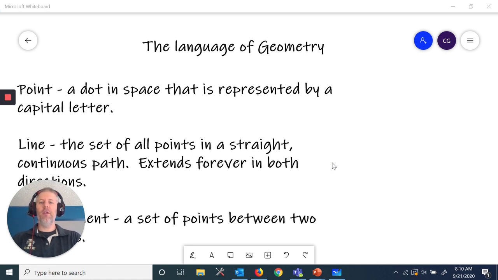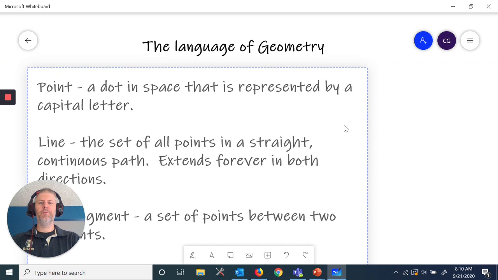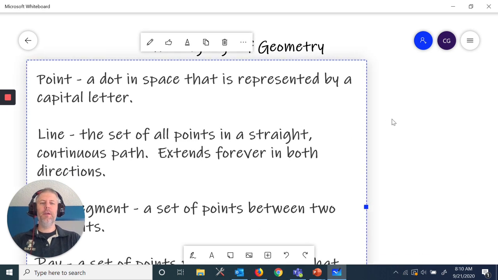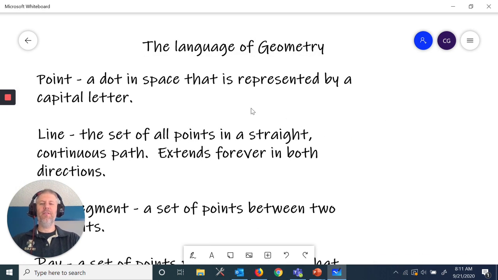There's a street near Rogers in the neighborhood that's called Euclid, named after the same guy as well. So this kind of shows what kind of impact he had on the world. Today we're going to talk about some basic language of geometry that he came up with so we can describe things.